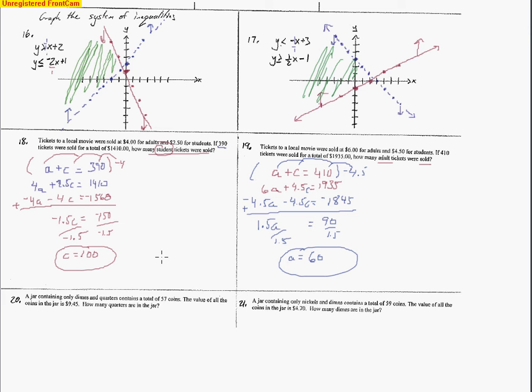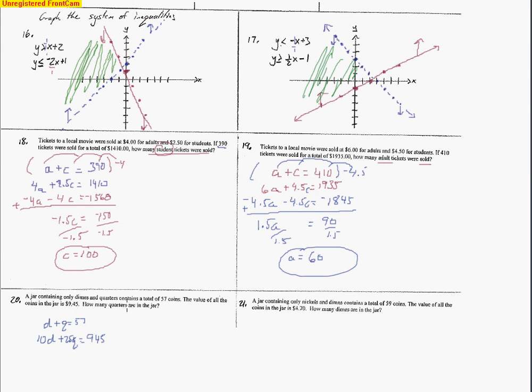The next type of problem is similar, except it's not admissions, it's coins. And so we're going to have the same sort of thing. A jar of coins contains dimes and quarters, and there's 57 of them. So number of dimes plus the number of quarters equals 57 coins. Now the value, we need to know the value of the dime. It's 10 cents. So 10D plus 25Q equals the total value. Now notice that we're in cents, so we got to change this into cents as well. The value, $9.45, would be 945 pennies.